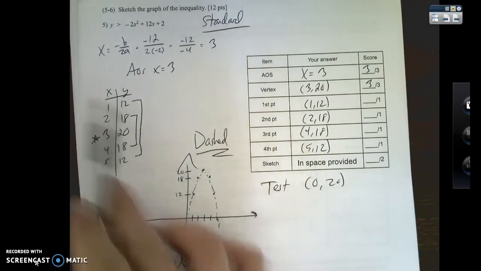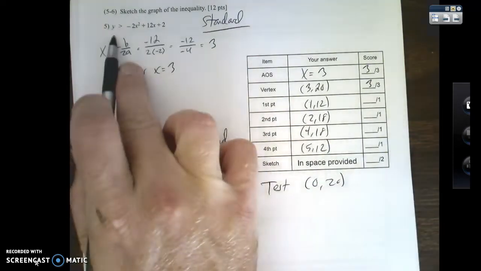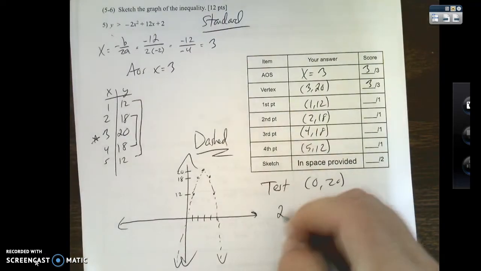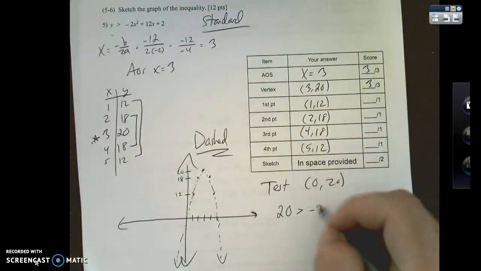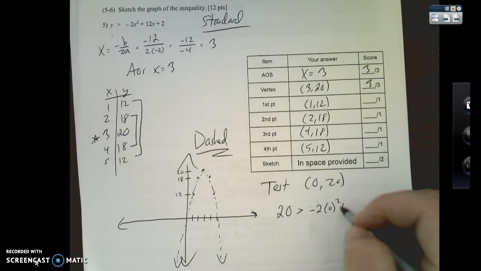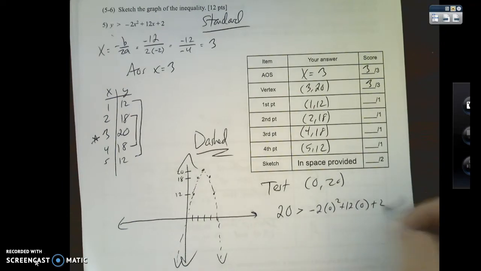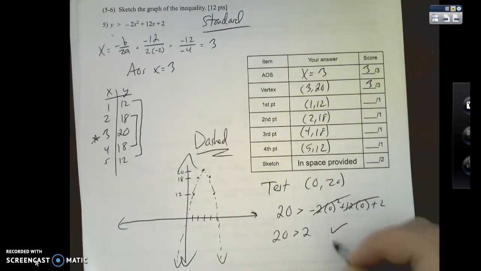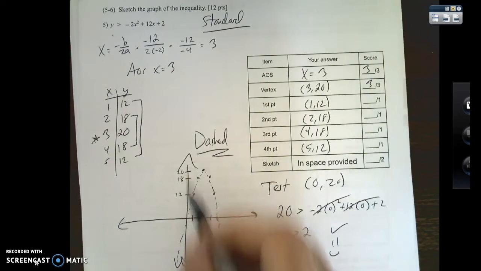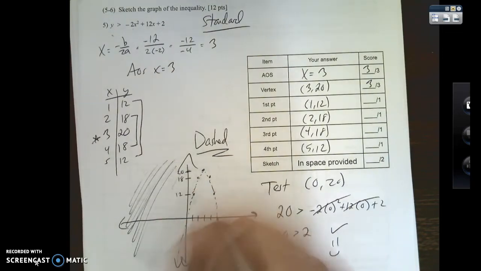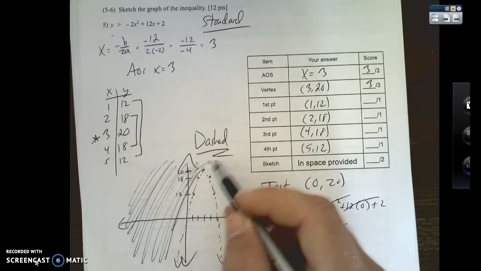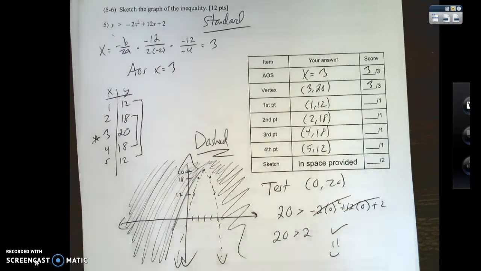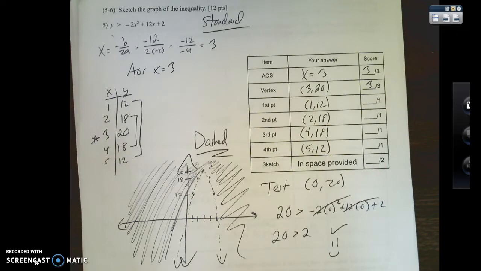So if I plug that in, plugging 20 in for y: 20 is greater than negative 2 times 0 squared plus 12 times 0 plus 2. Those terms are gone. Is 20 greater than 2? We're all shaking our head yes. Okay, so I know this point right here works, therefore I want to shade that side of it. So I'm shading the outside. Boom. Okay, all is well.